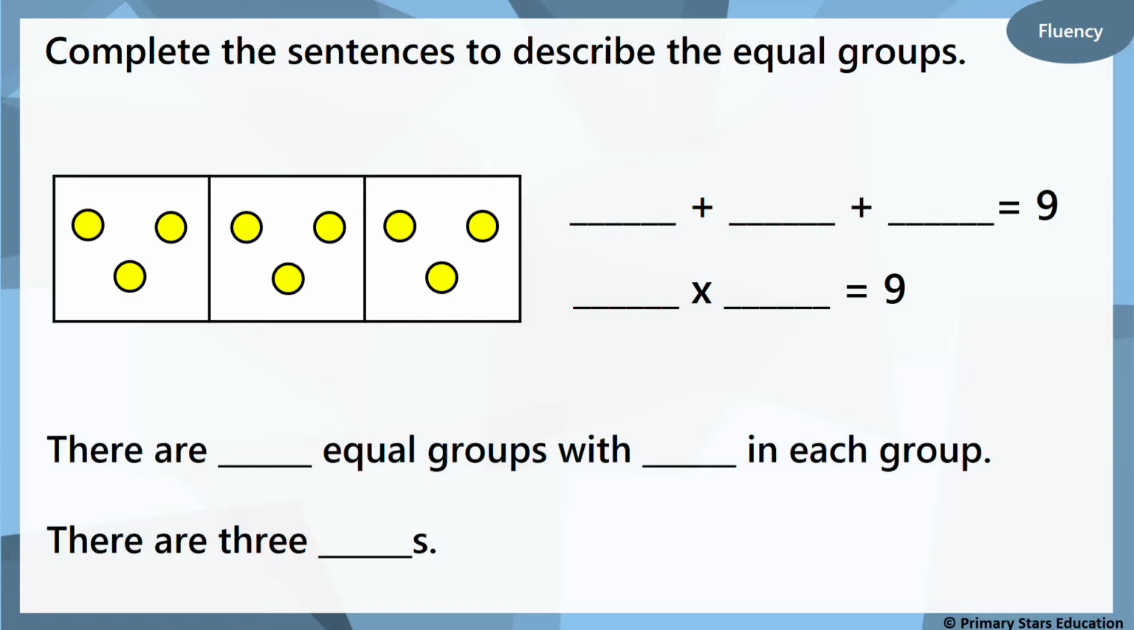I'll go through this one and then you can do the next one if you pause the video. So we can see here very simply 3 add 3 add 3 equals 9. Now if we use our times symbol here, we say there are 3 equal groups with 3 in each group, so 3 times 3 equals 9. And if you say the sentence with me underneath, ready? There are 3 equal groups with 3 in each group. There are 3 3s.